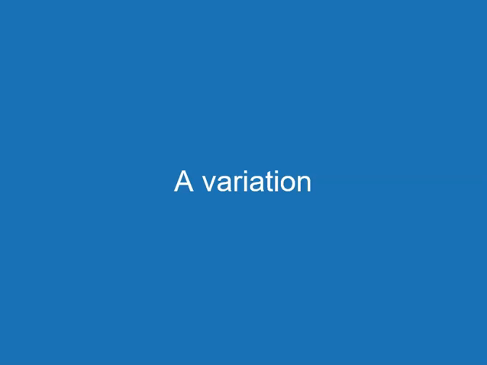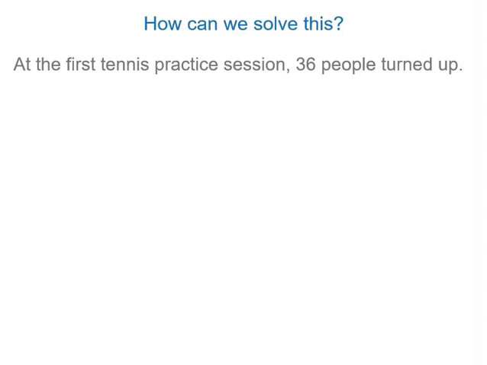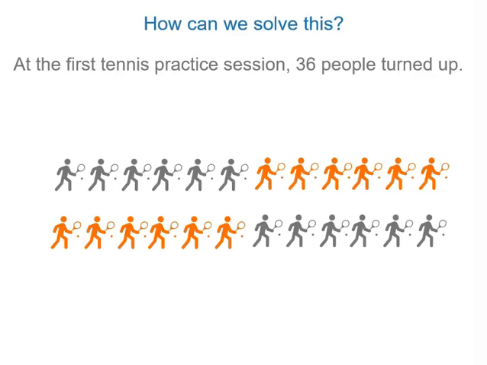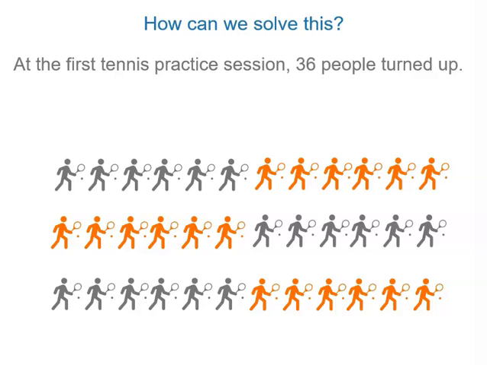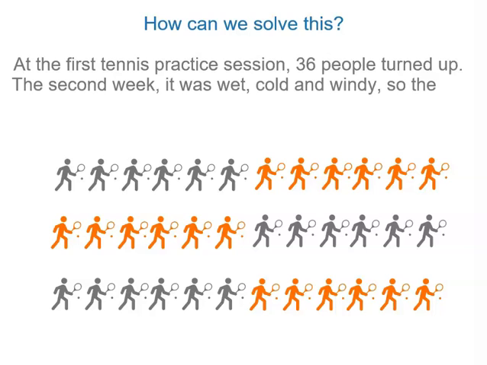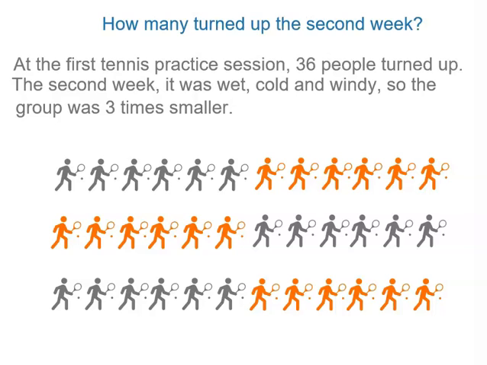Now, a variation on this could be where we've got a number and it's getting smaller. So how can we solve this one? At the first tennis practice session, 36 people turned up. There's 12, 24, 36. The second week, it was wet, cold and windy, so the group was 3 times smaller. So, how many turned up the second week?